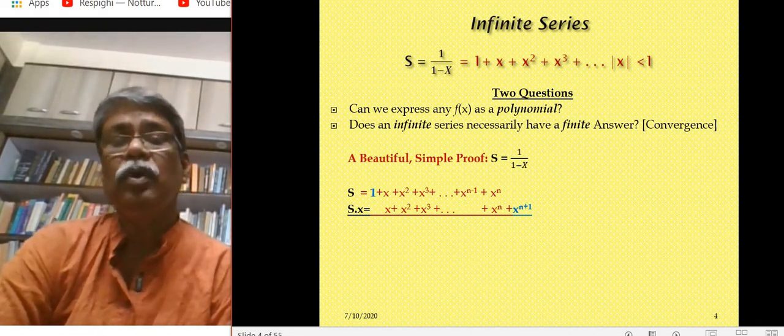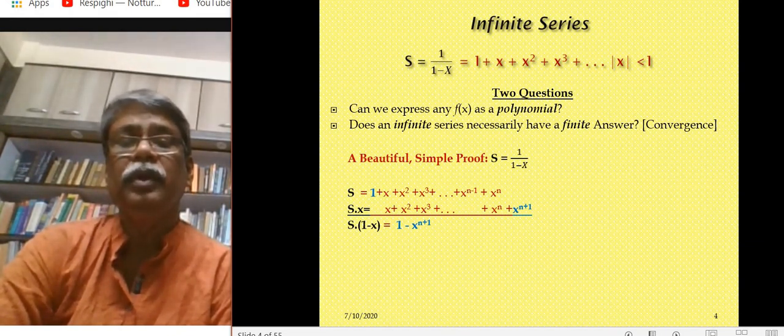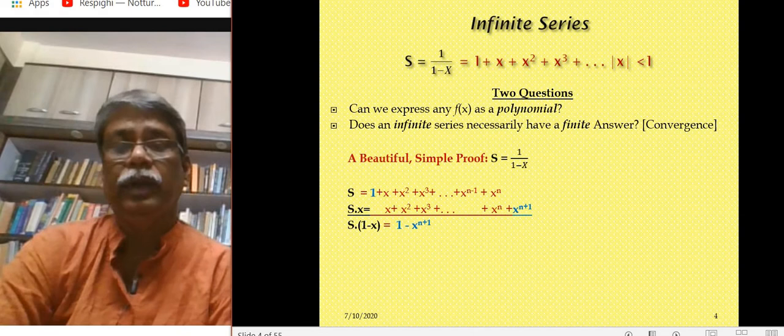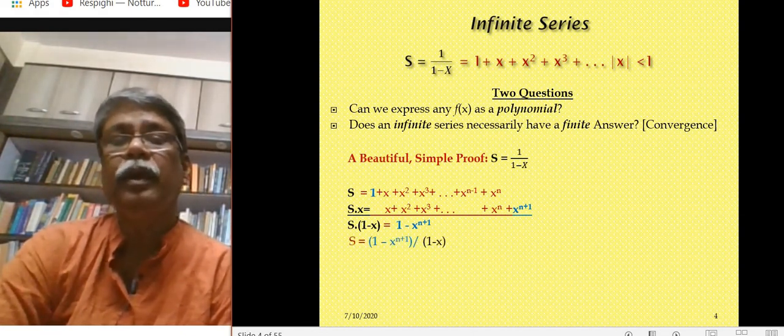It is simply because if I subtract the second equation from the first one, then as you see, x, x square, x cube cancel out, right? So I am subtracting and getting s into 1 minus x on the left, and all the red terms on the right are cancelling out, so I get only the blue 1 minus x to the power n plus 1, right? So s is 1 minus x to the power n plus 1 by 1 minus x.